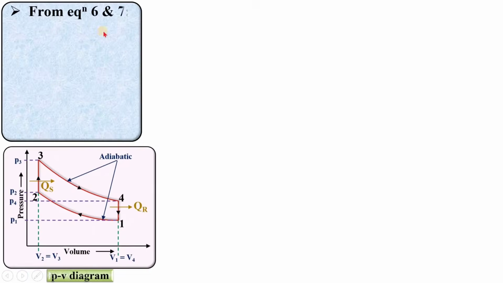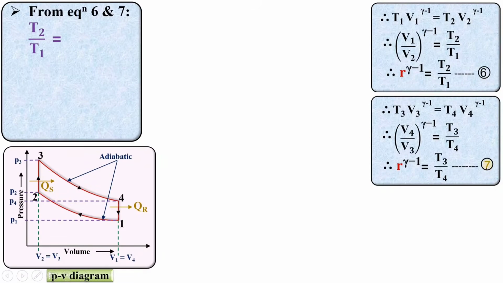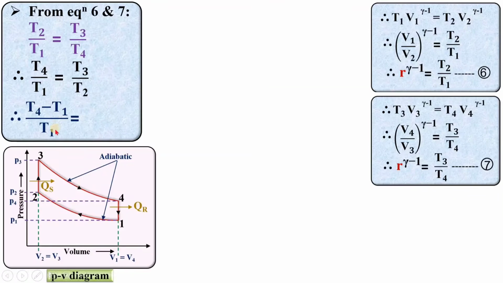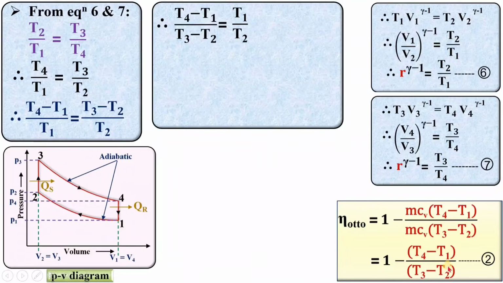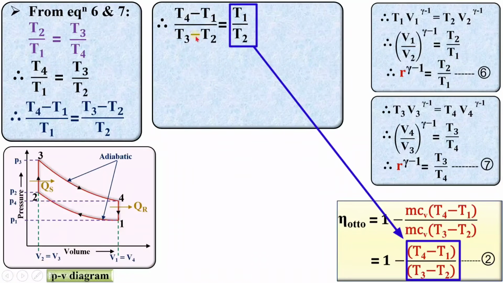Now next, from equation number 6 and 7, I can say T2 upon T1 is equal to T3 upon T4. So rearrange this term. So I can say T4 upon T1 is equal to T3 upon T2. Now I can write mathematically as (T4 minus T1) upon T1, similarly over here (T3 minus T2) upon T1. Now rearrange this term. Now already we have discussed this equation number 2. So now I can put this value into this equation number 2.